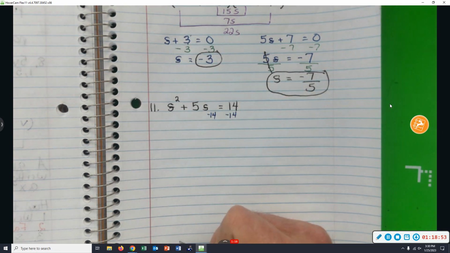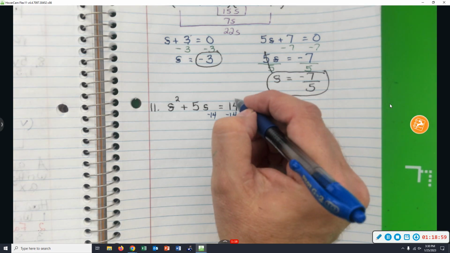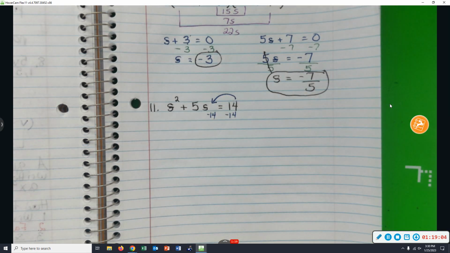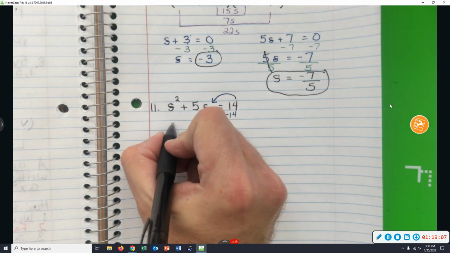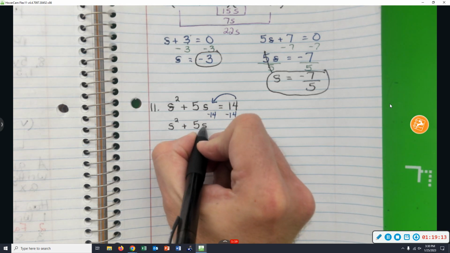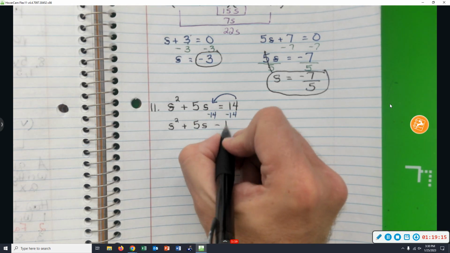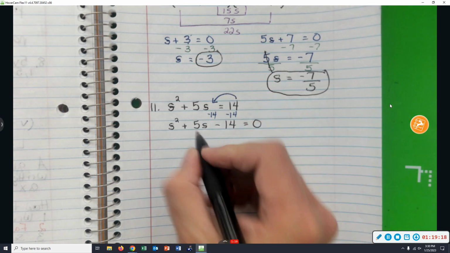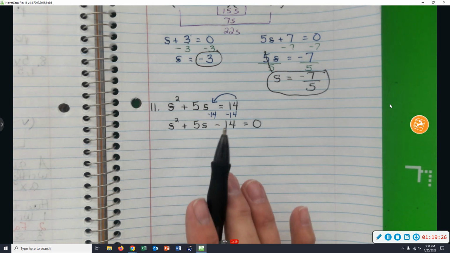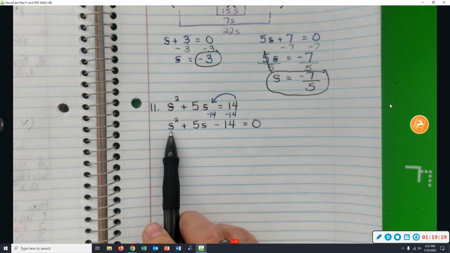Subtract 14 from both sides. Okay? As we proceed and do more and more of these, I'll just start doing this, which means move that 14 over and change its sign. So we have s squared plus 5s minus 14 equals 0. This one's actually going to be easier to factor because there's not a number in front of the s squared. You'll just put s and s.